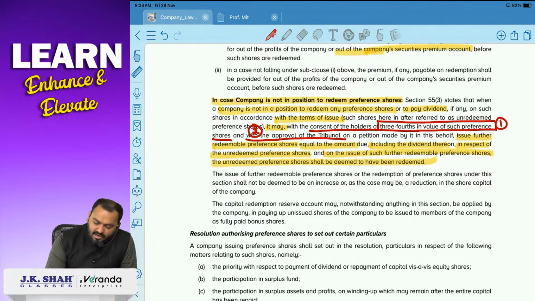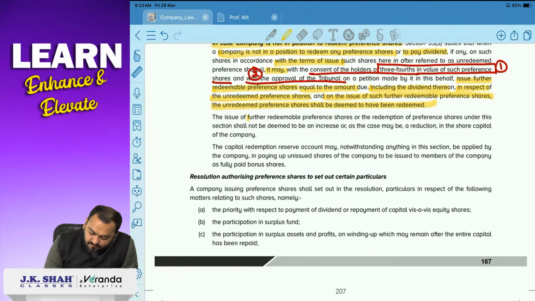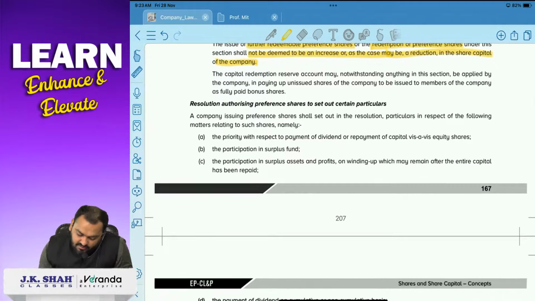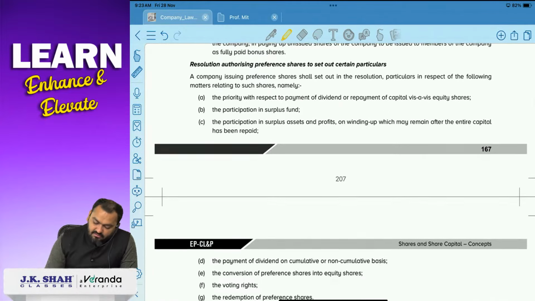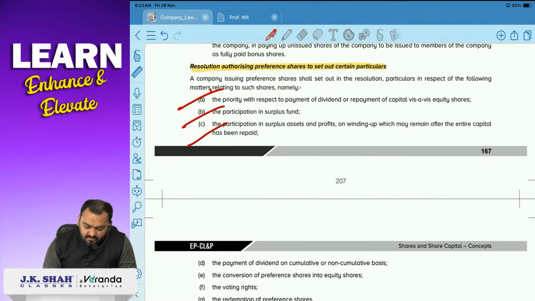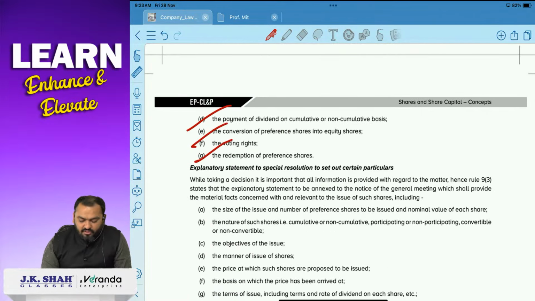Okay, and see this. The issue of further redeemable preference shares or redemption of preferences, we have already done from the book. This shall not be deemed to be reduction of share capital. Therefore, section number 66 is not applicable. Clear everybody? Then the resolution you are going to pass for issue of preference shares shall include what all things? The draft should include all these things. To whom you are issuing, for what payment, voting rights, everything.